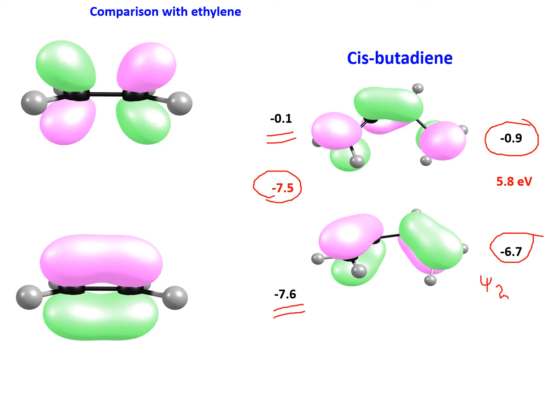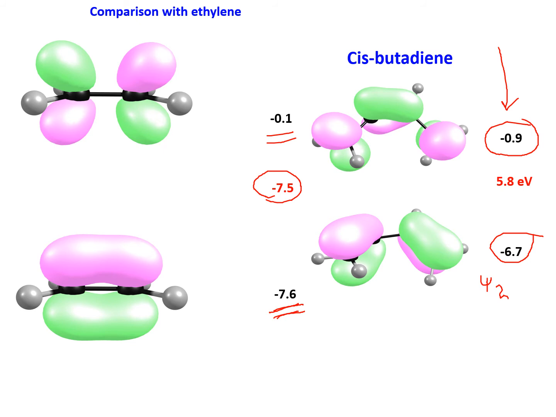Notice how the antibonding orbital, the lowest unoccupied orbital, has come down in energy for cis butadiene. So butadiene is going to be a better acceptor of electron density compared to ethylene. In the same fashion, if you look at the donor orbitals of butadiene, you will notice that psi 2 is going to be a better donor than ethylene itself. So the energy levels of the butadiene molecule suggest that there will be better interaction with a metal.